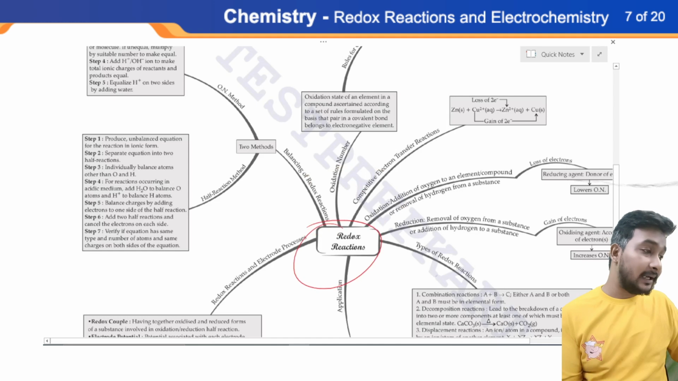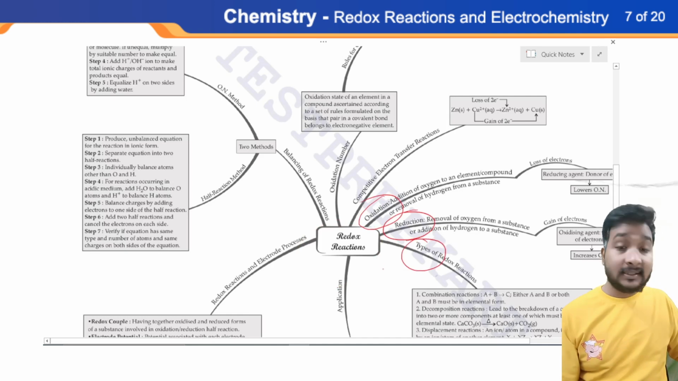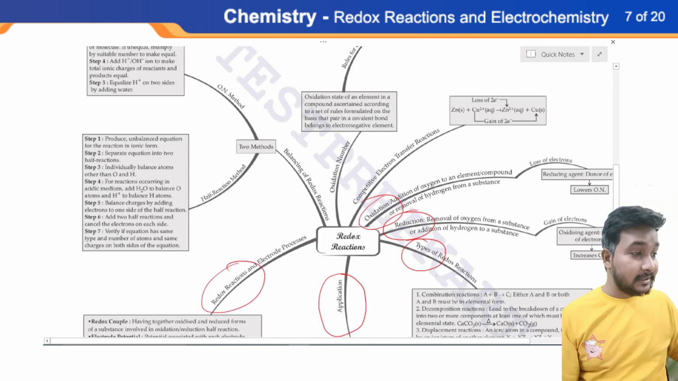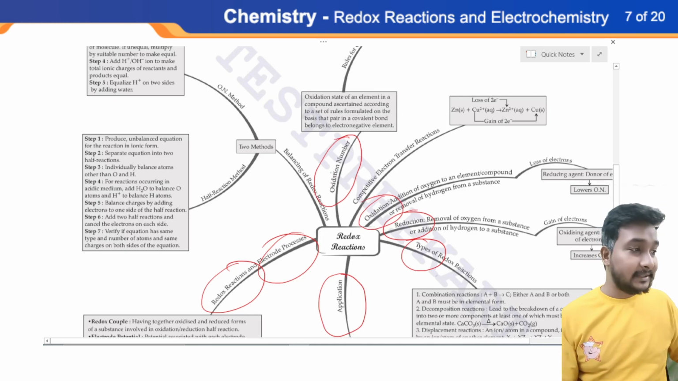Redox reaction can be understood with the help of some subtopics. Number one, oxidation and reduction. What is oxidation? What is reduction? We'll discuss in this lecture. What are the types of redox reaction? We'll take the applications at the very last of our lecture. Next one is redox reactions and electrode process, some properties and principles. We'll see that. Very important: what is oxidation number? How can we calculate the oxidation number? I'll give one or two examples of previous year questions.